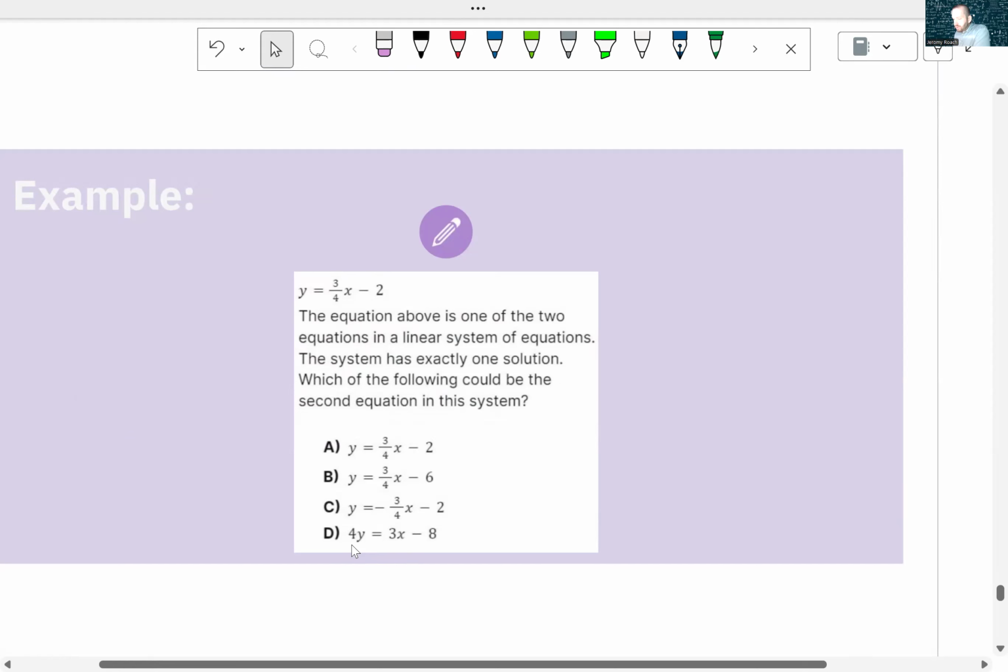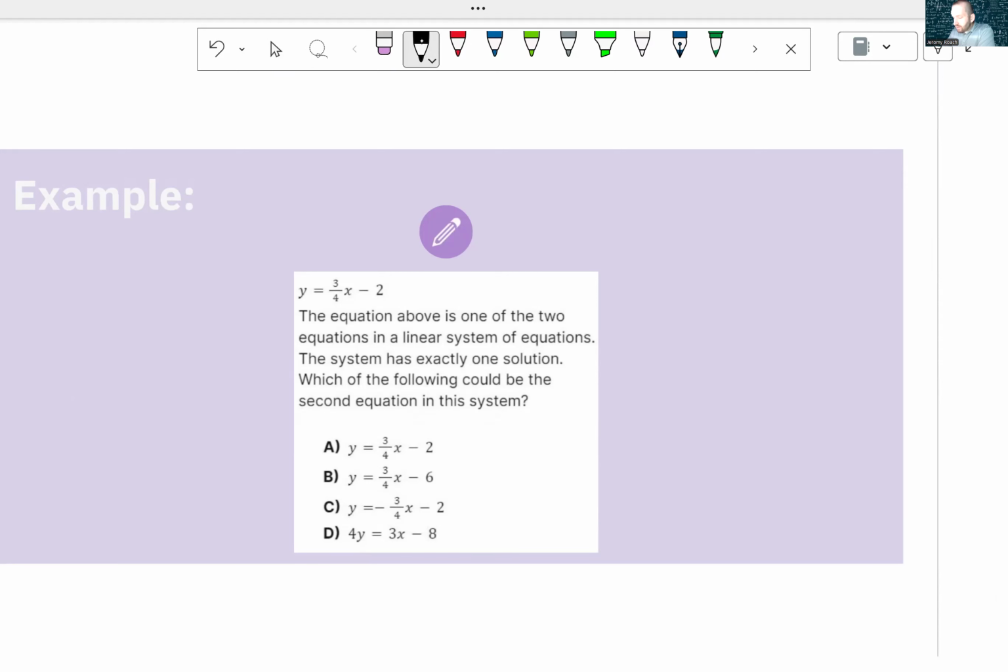For these other ones, for D, I would say first let's change that so we can figure out what 1y is. And I just jumped to D because it's in a different format. So if we divide by 4 and divide by 4, we get 3/4 x minus 2. And that's actually the same thing as A. So it's not A and it's not D. Now we've got pretty good odds of getting the right answer here.